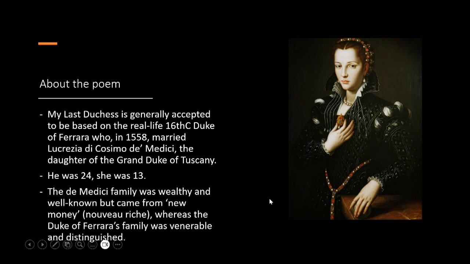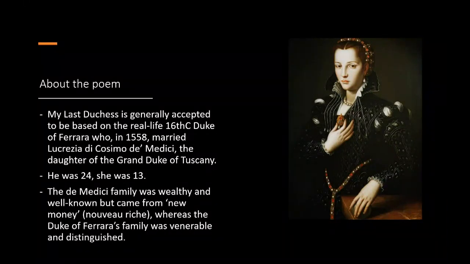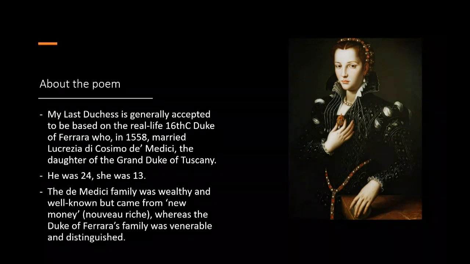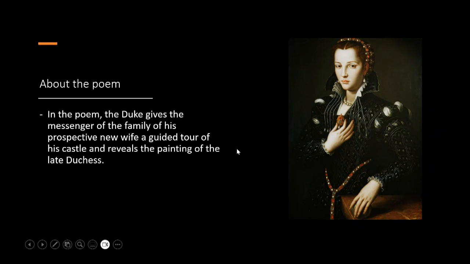So the Medici family, officially was wealthy, well known, but they came from new money, also known as the nouveau riche, whereas the Duke of Ferrara's family was venerable and distinguished. This idea of being a duke: Lucrezia's father, the Grand Duke, was a title that was invested in him by the people of Tuscany. It wasn't something that he'd inherited. Whereas being the Duke of Ferrara is something, although it sounds less grand than the Grand Duke, was actually the more important title. So hopefully there's some interesting things here for you to add to your understanding.